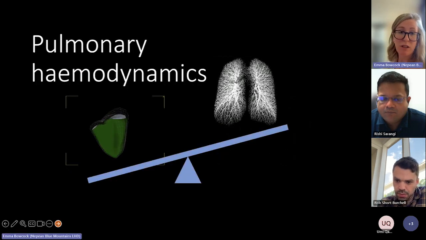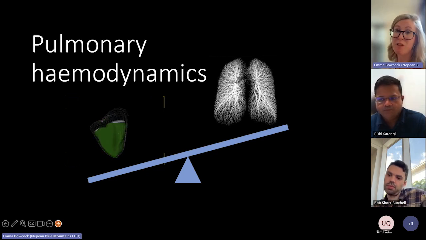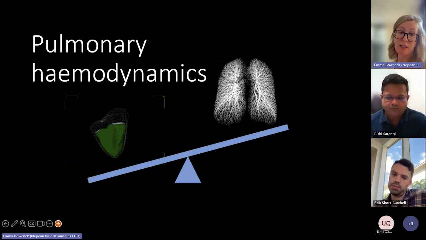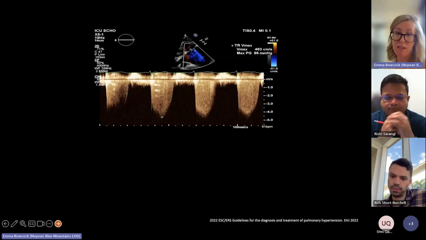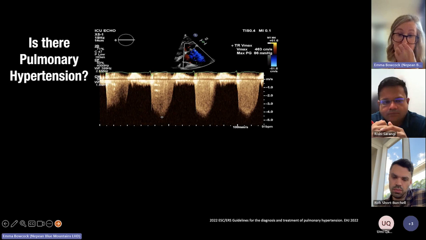All right, let's move on to pulmonary hemodynamics. The RV and the pulmonary circulation are inextricably linked. We often talk about them separately, the same as we talk about the RV and the LV separately. They are absolutely all inextricably linked. We need to start talking about them together and contextualize them together. So we measure pulmonary arteries. The first thing to do is ask whether there is pulmonary hypertension, right?